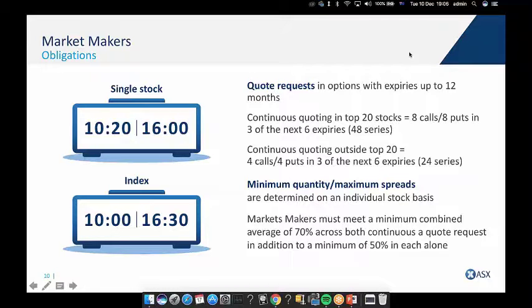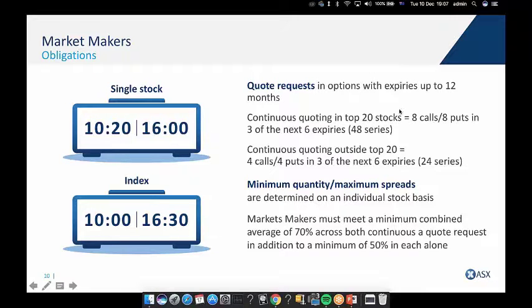For those of you trading in the physical options market, you can actually ask for quote requests from your screen. Market makers are obligated to respond to quote requests within a 15-second time period in any expiries up to 12 months. So even if you don't see a price on the screen, or you might like how tight the price is on the screen, make sure you ask for quote requests. They have to respond within 15 seconds.